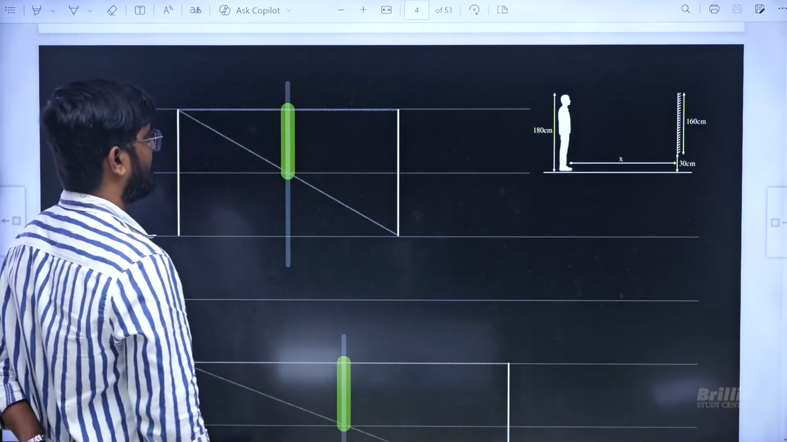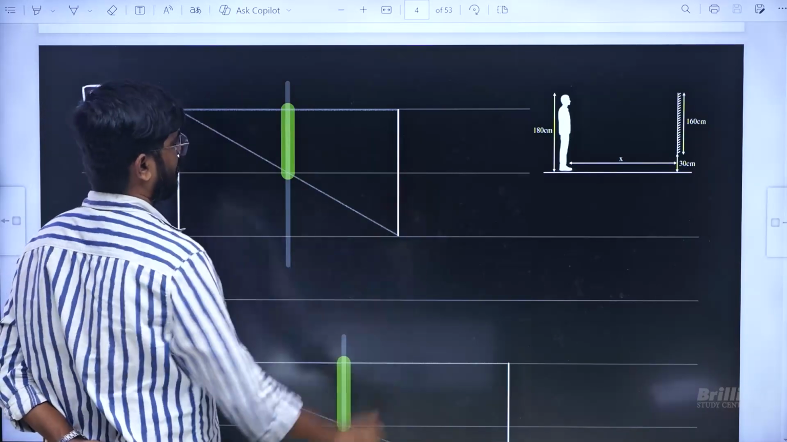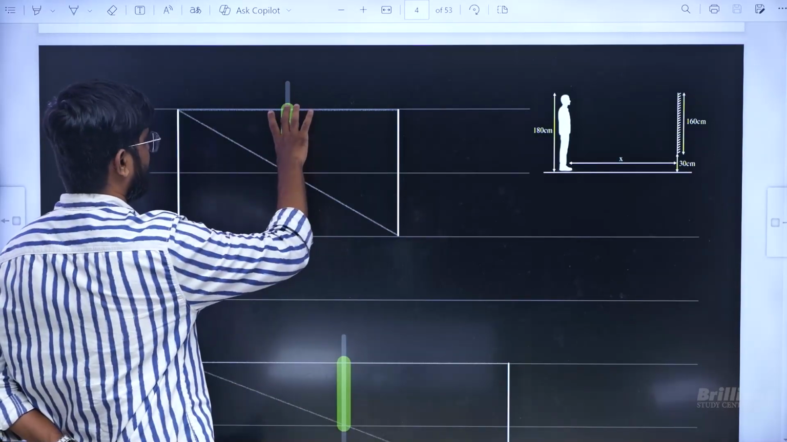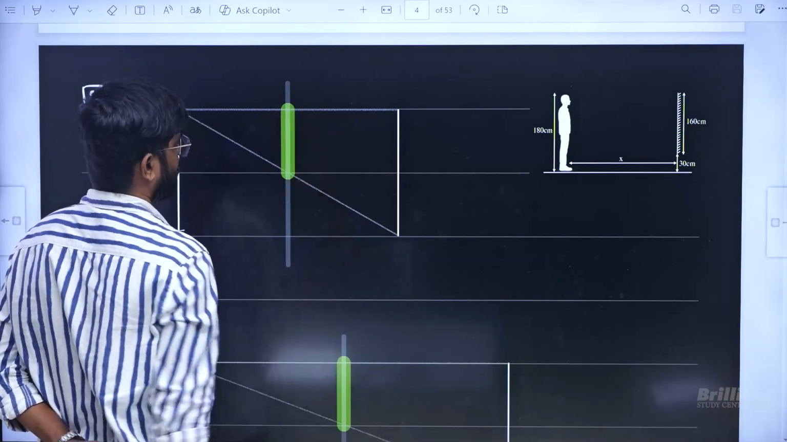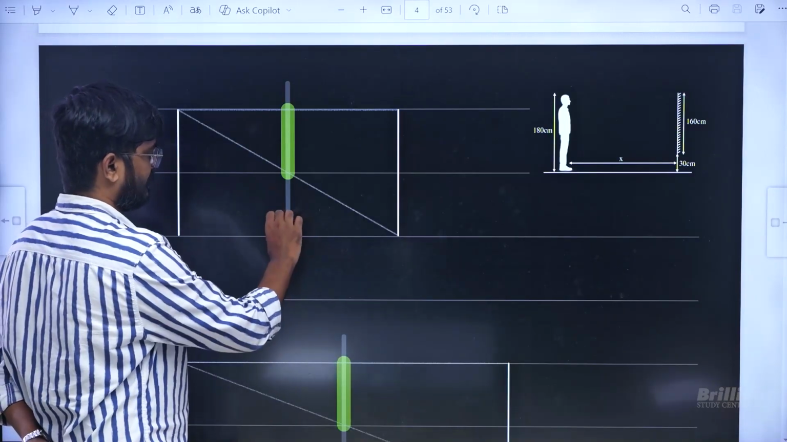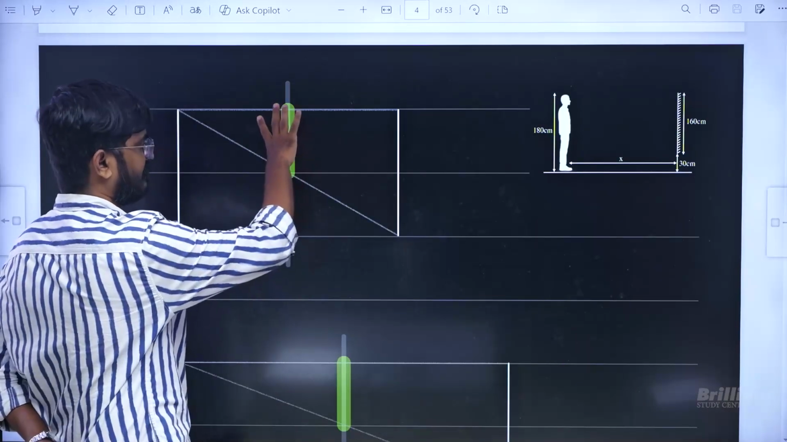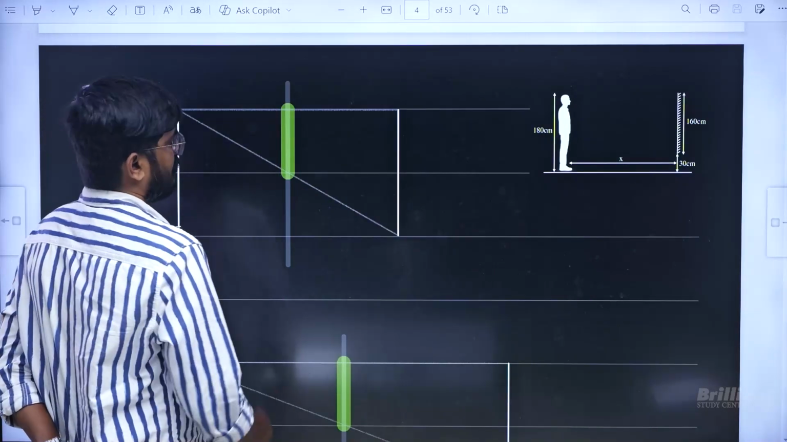Basically, if you notice, if this part of the mirror is there, that is sufficient for him to see his full image. And in fact, you can clearly see that these two will be similar triangles. So, this will be half of this length, half of this length. In the given question, they were already saying this was only 30 centimeters. So, it was sufficient enough. He can see his full image.